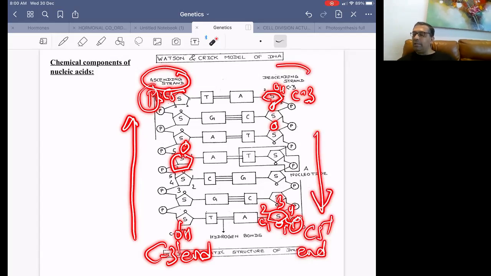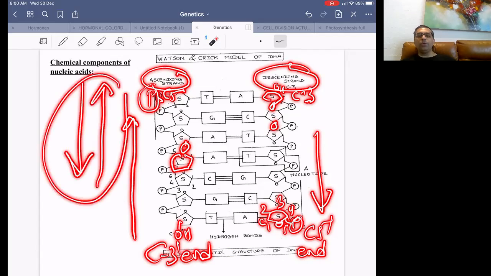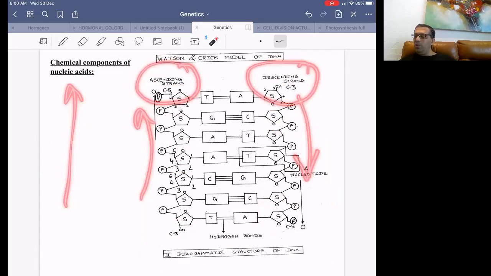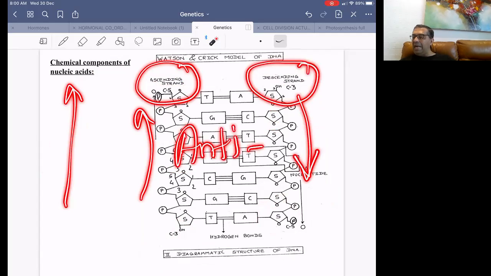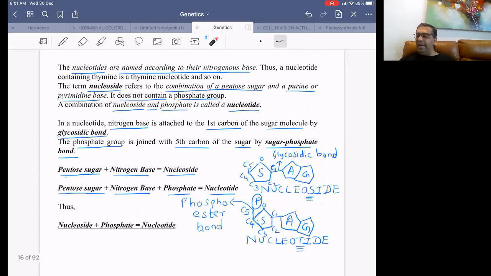What is that strand called? The descending strand. So the two DNA strands are parallel to each other, but they are parallel in opposite natures. One strand is ascending and one strand is descending. So the two strands are called anti-parallel in nature. They are ascending, descending, anti-parallel in nature.